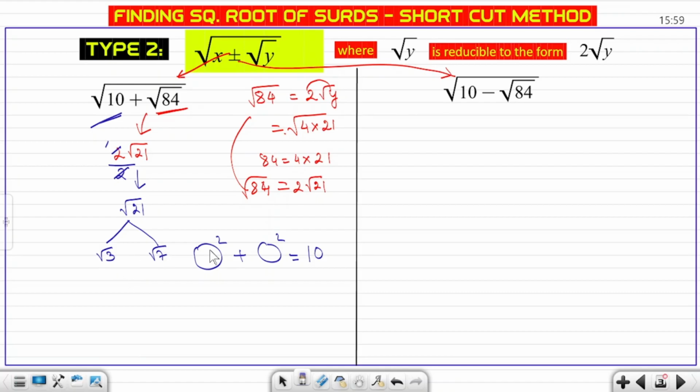Then root over 3 squared is 3. This is root over 3 and then this is root over 7. So 3 plus 7 equals 10, condition is fulfilled. So the answer is nothing but root 3 plus root 7.